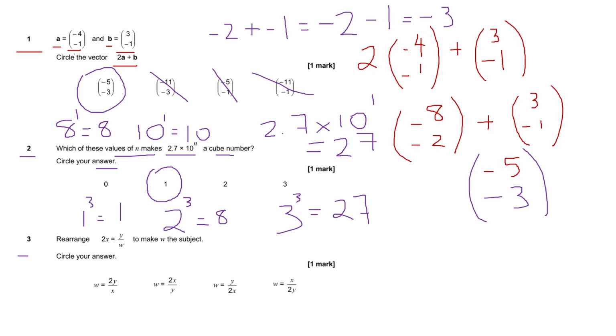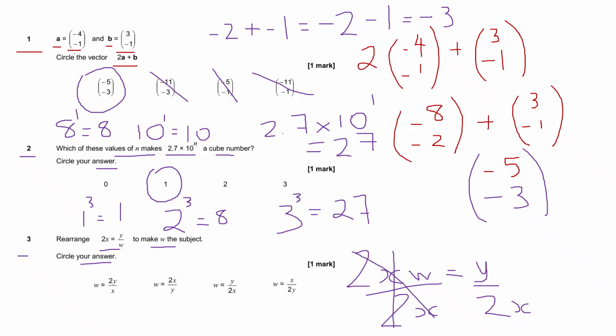Question 3, rearrange 2x equals y over w to make w the subject. Check your answer. Well, step 1, I'm going to times both sides by w. So I have 2xw is equal to y. To get w by itself, I'm going to divide both sides by 2x. These 2x's cancel, so we get w equals y over 2x, which is option 3. So that is rearranging a formula.